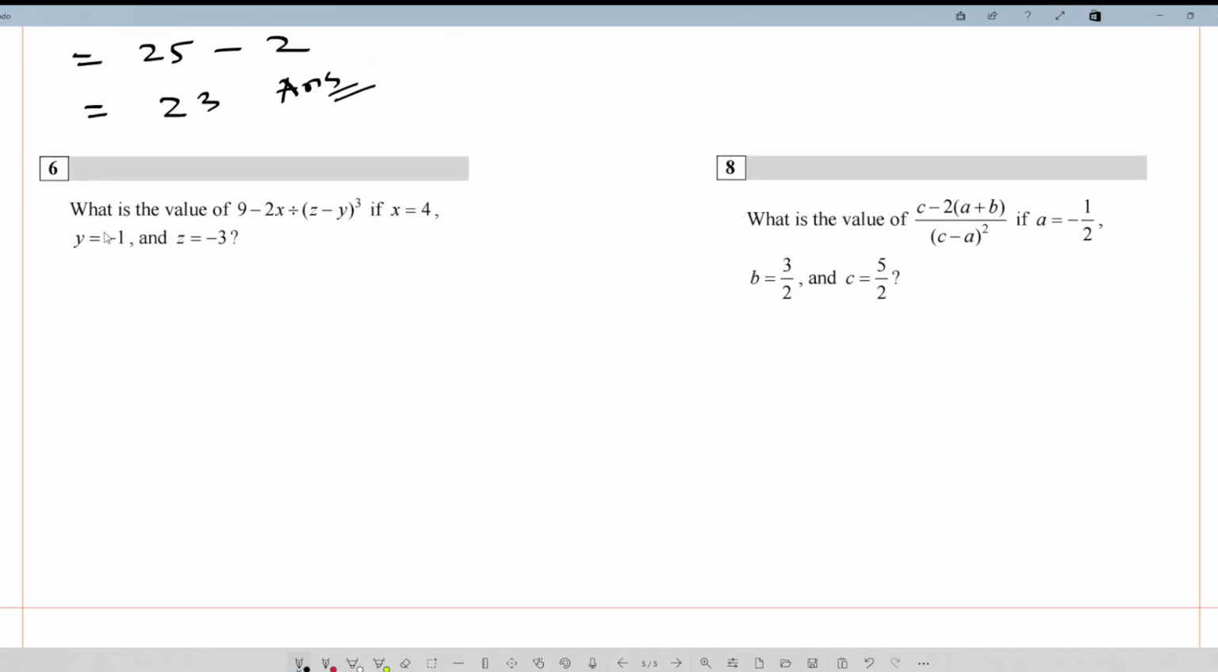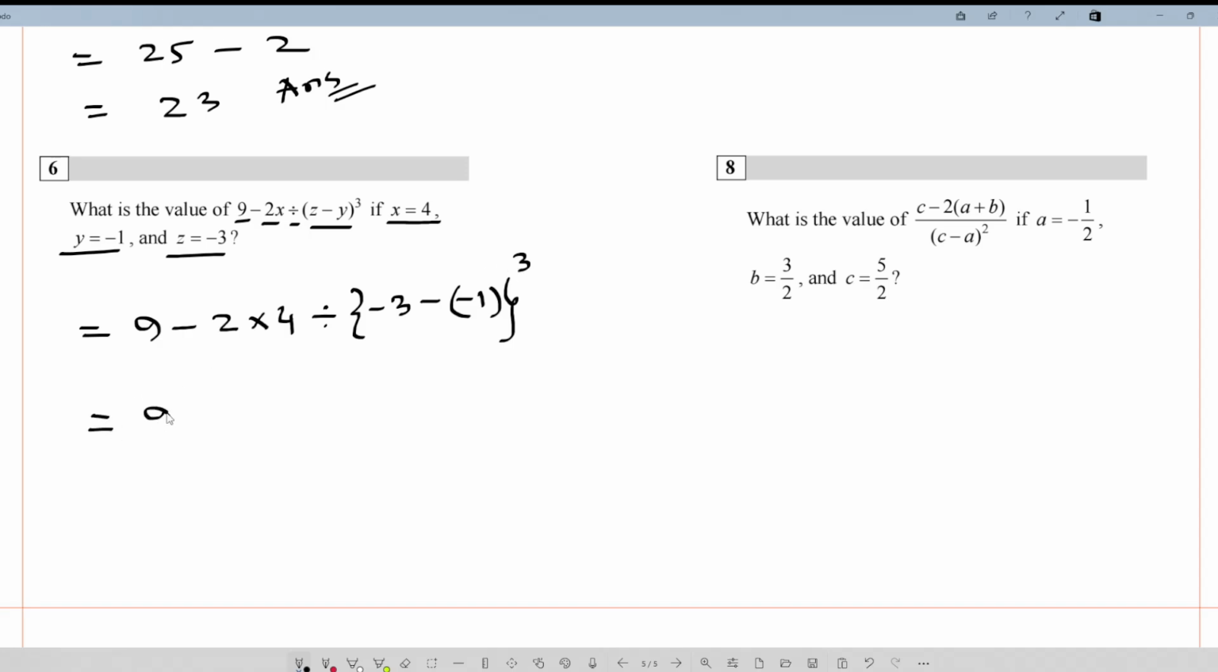Number 6. What is the value of 9 minus 2x divide (z minus y) whole cube, where x equals 4, y equals minus 1 and z equals minus 3? So we can write 9 minus 2 times x, which is 4, then divide z, which is minus 3, then minus y, which is minus 1. So here is the first bracket, here the second bracket, and finally the whole cube.